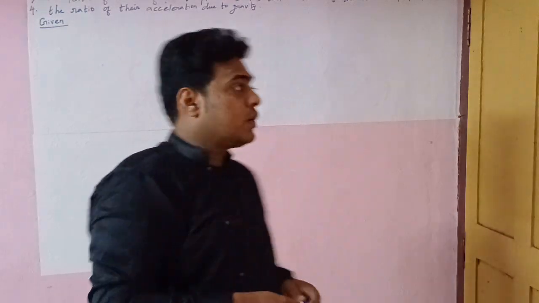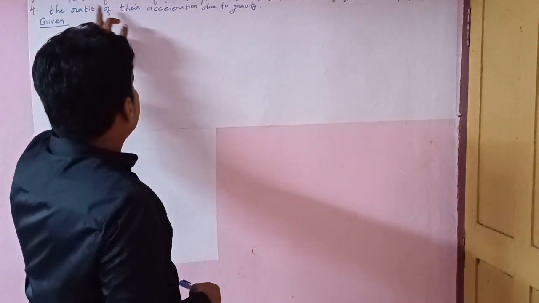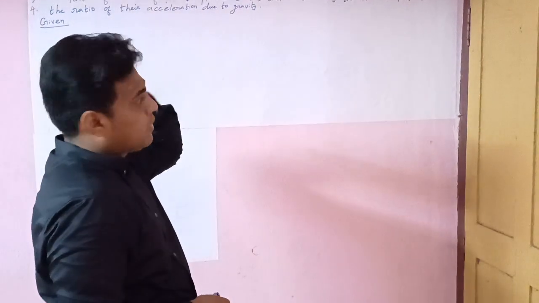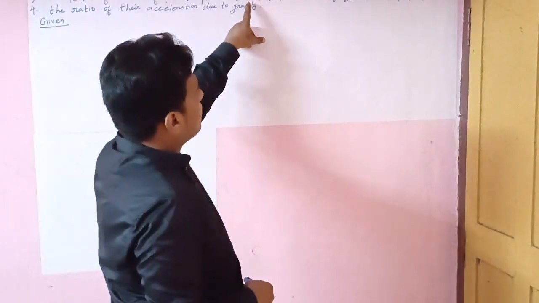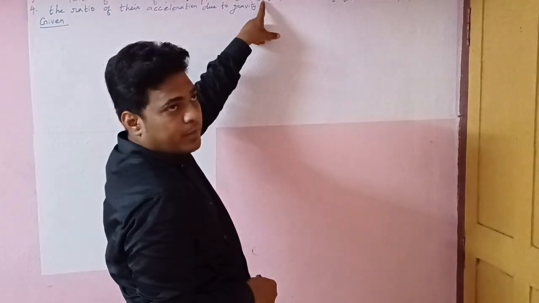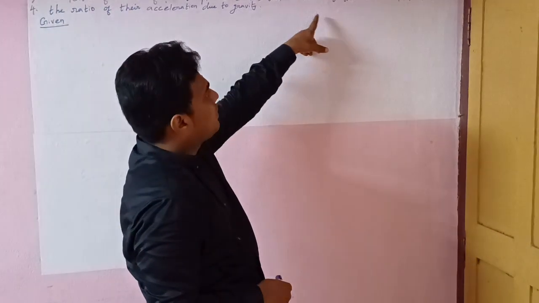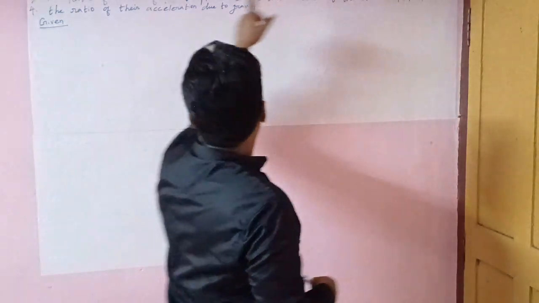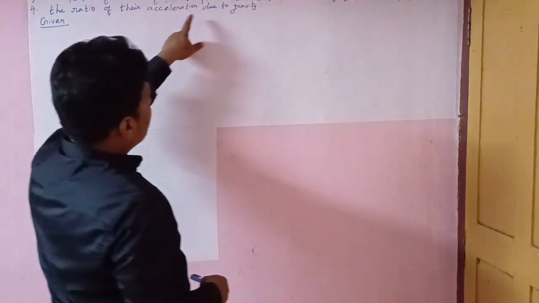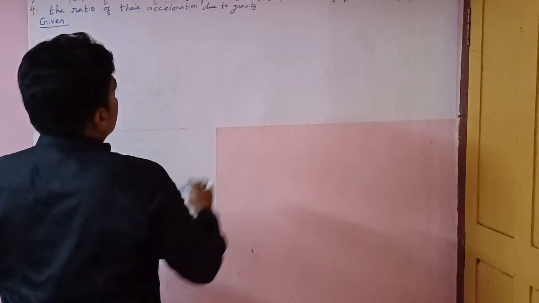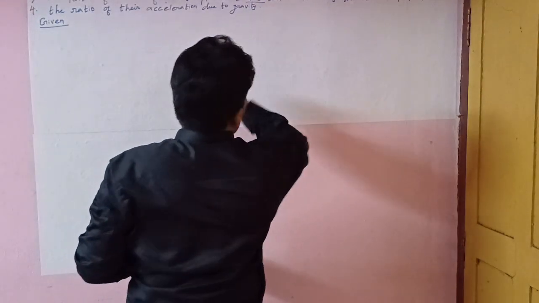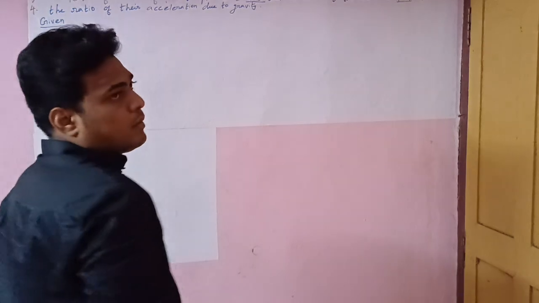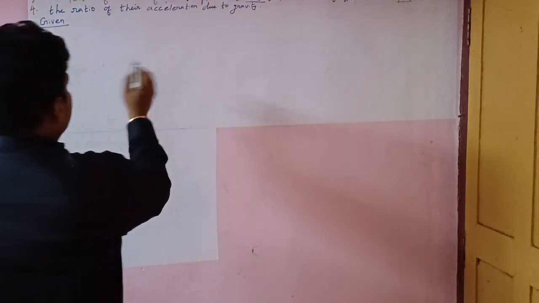Okay, so you have to read the question. The ratio of the masses of two planets is 2 is to 3. Because 2 is the smaller body and 3 is the bigger body, and the ratio of their radius is 4 is to 7. Find the ratio of their acceleration due to gravity. So 2 is to 3 is the mass of the bodies, and 4 is to 7 is the radius of the bodies. First, we have to write the data.